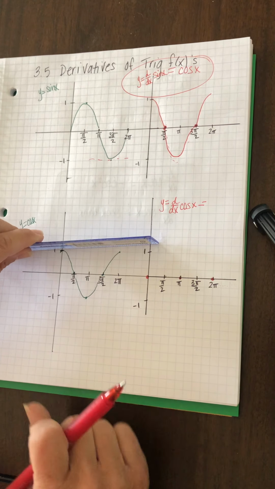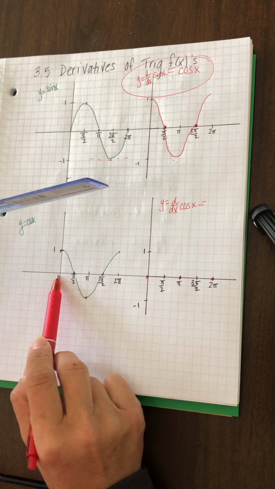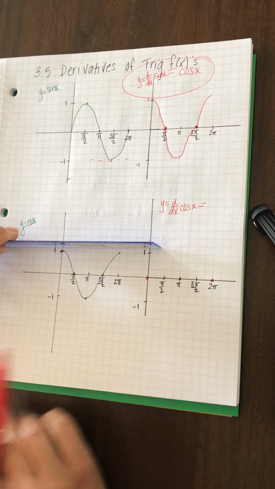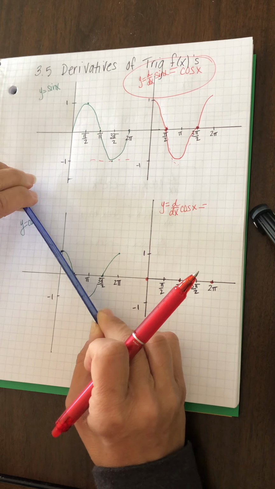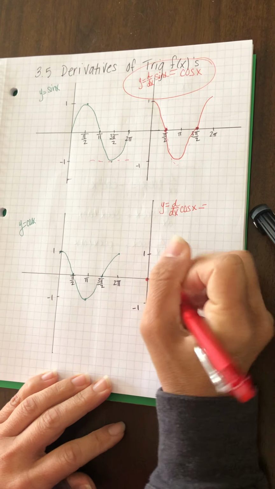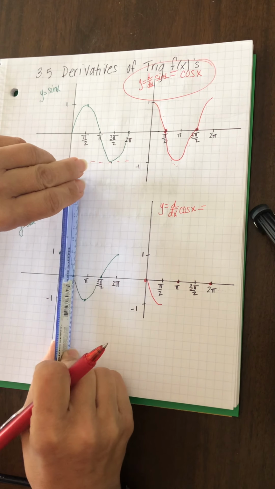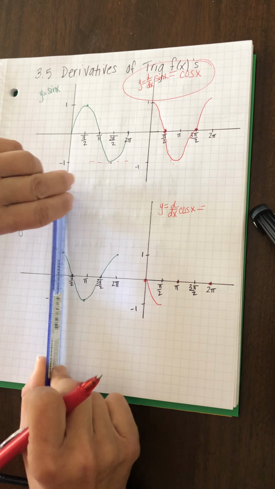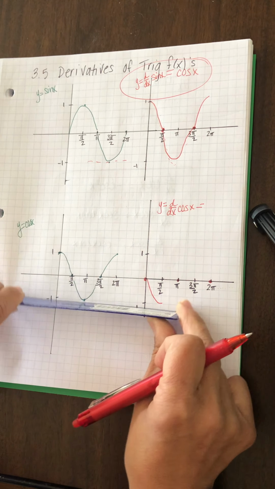Okay, so from 0 to pi over 2, I'm starting at a horizontal tangent line, and I'm going to a steep, steep negative slope. From pi over 2 to pi, my slopes are still negative. Remember, my ruler represents the tangent line. My slope is still negative, but it's approaching 0.